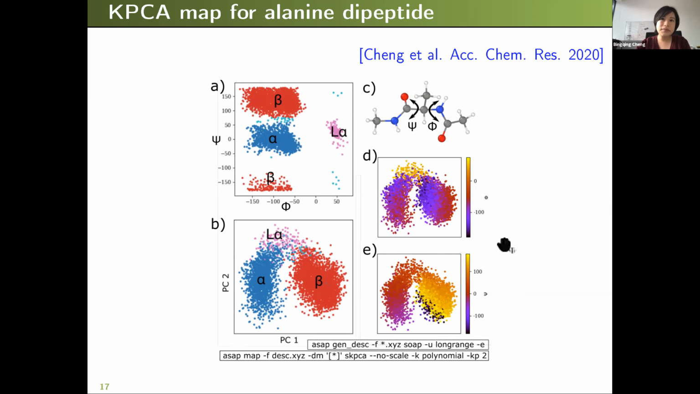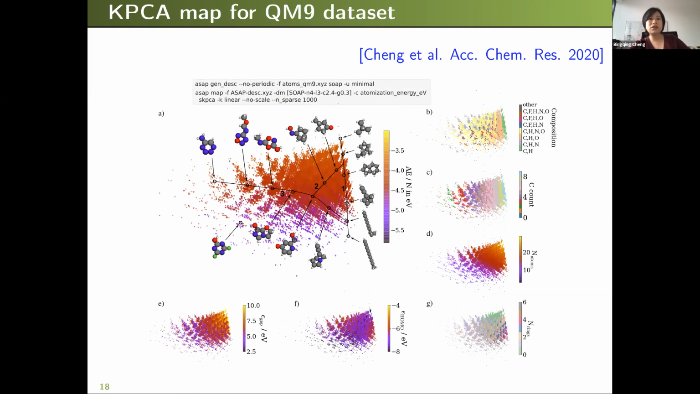And the next example is for the QM9 dataset. Again, this is the exact command that we use to generate all these maps. And after you make this map, you can view this interactively. These are generated from the projection viewer developed by Simon. After you made this map, you port it to the interactive viewer, and then you can click on each dot, which represents a molecule, and see what it actually is.